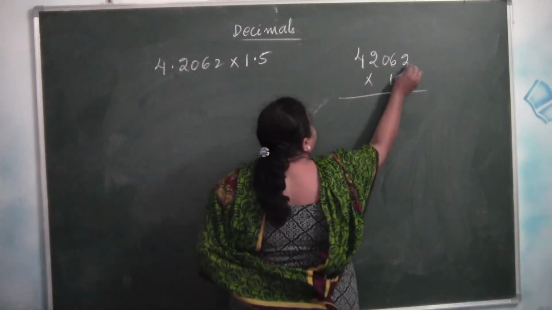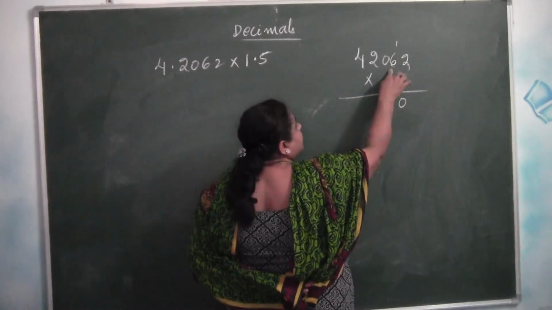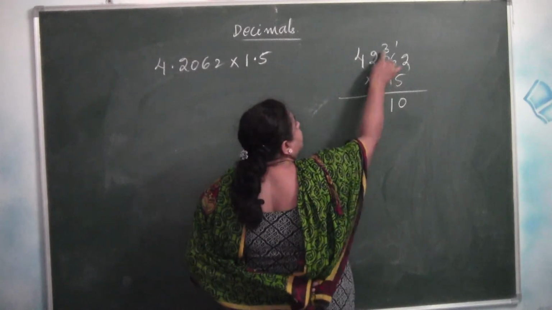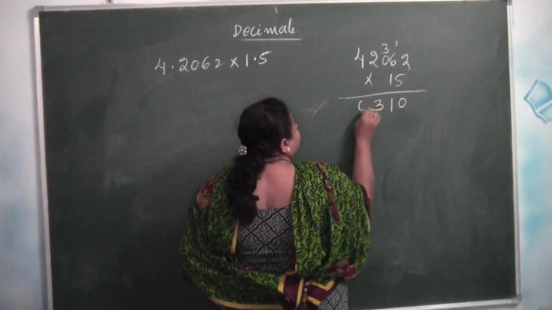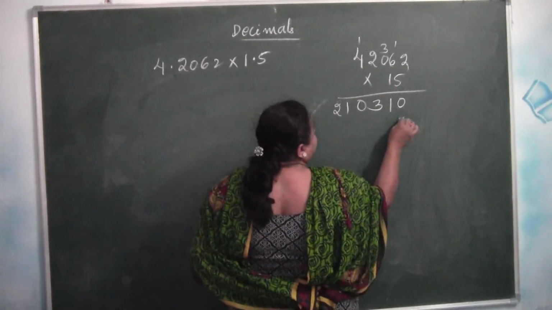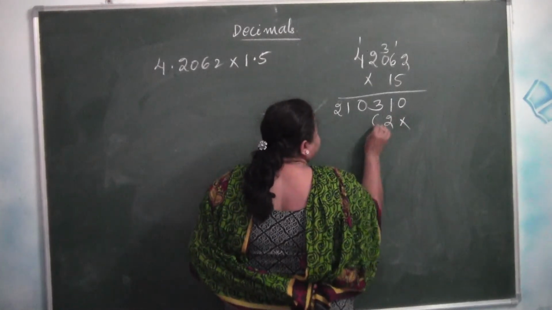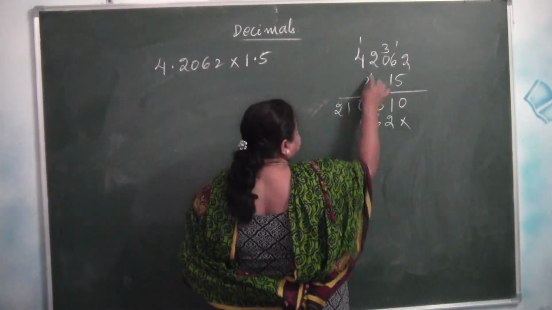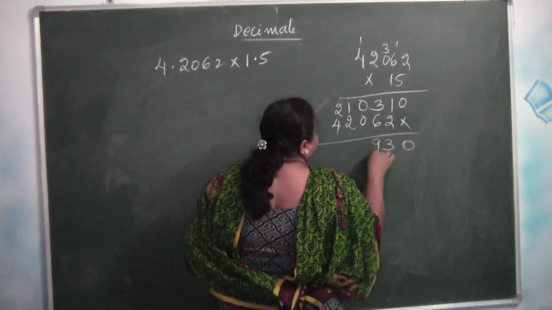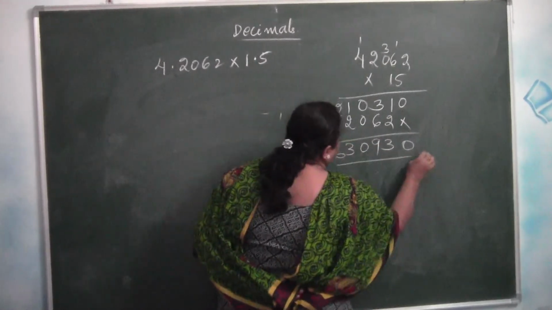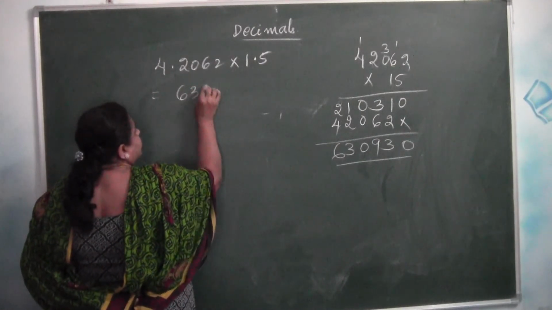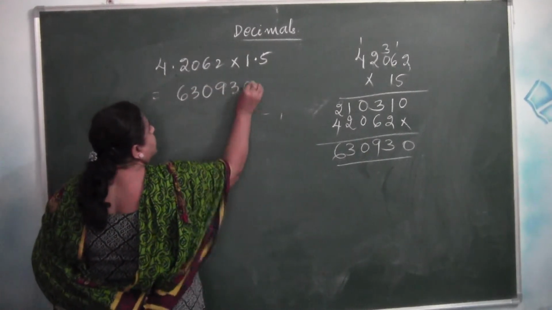Alright. Now 5 2s are 10, 5 6s are 30, plus 1, 31. Carry over 3. 5 zeros are 0 plus 3, 3. 5 2s are 10. 5 4s are 20 plus 1, 21. Next, 1 2s are 2. 1 6 are 6. 1 0 is 0. 1 2s are 2. 1 4 is 4. Now what is the answer we got? 6 3 0 9 3 0.